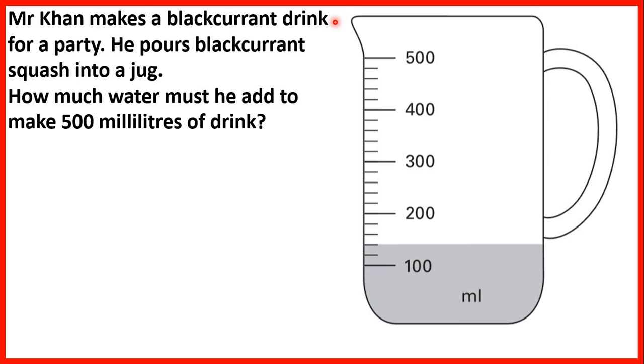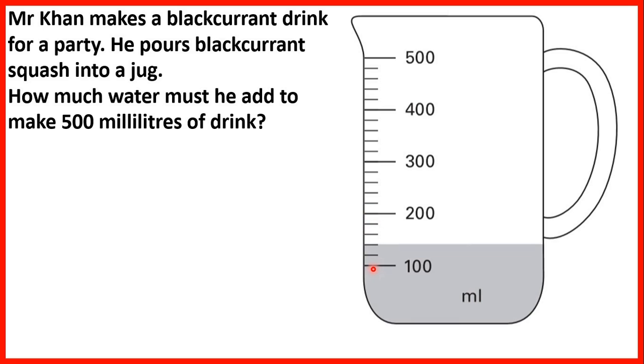Mr. Khan makes blackcurrant drink for a party. He pours blackcurrant squash into a jug. How much water must he add to make 500 millilitres of drink? So first, we need to work out how much blackcurrant squash he's poured in, and then we need to find the difference between the amount that he has and 500, because the question asks how much more, so we're finding the difference.